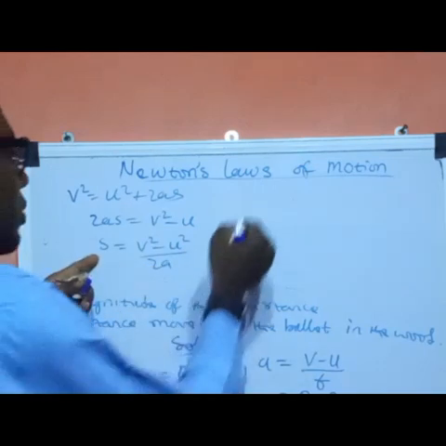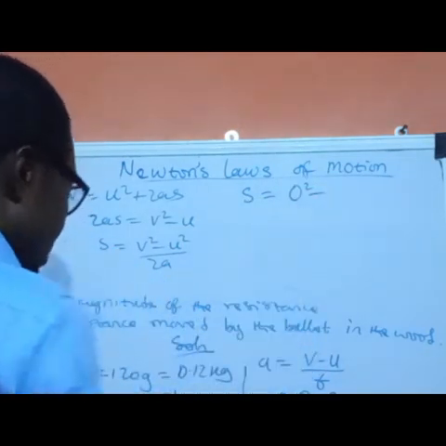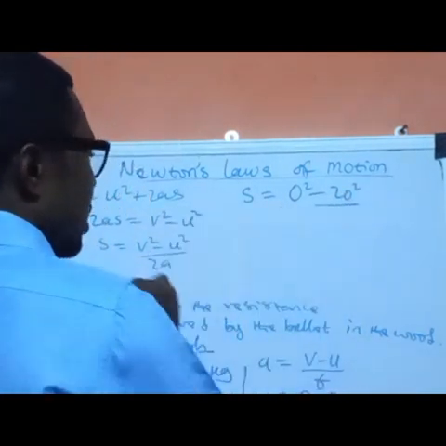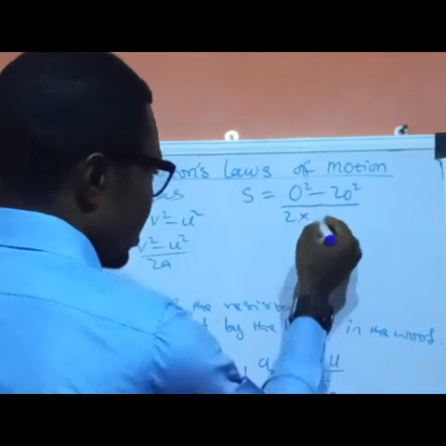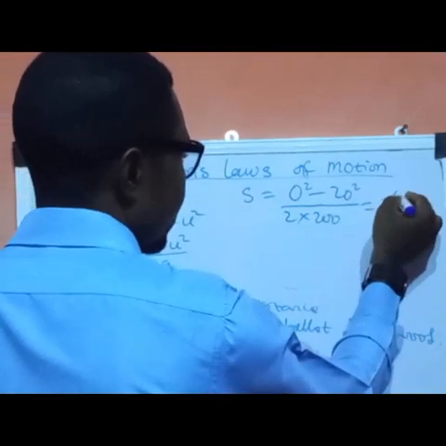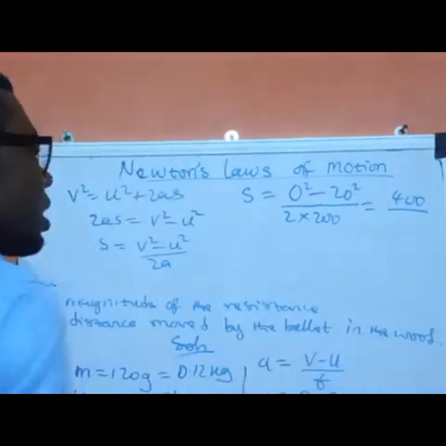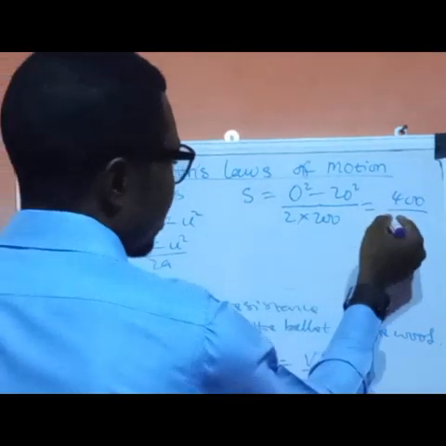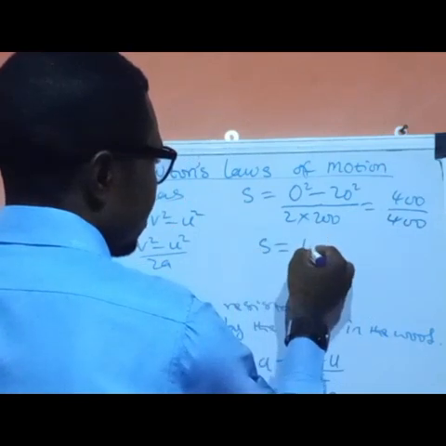When we substitute in this formula, s is equal to, the final velocity is 0, so we have 0 squared minus the initial velocity 20 squared, all over 2 times the acceleration, which is 200. So 20 squared is 400, so you have minus 400 all over, of course we can ignore this minus because the indication is that there is deceleration, we know that. 2 times 200 is also 400. So the distance is 1 meter.